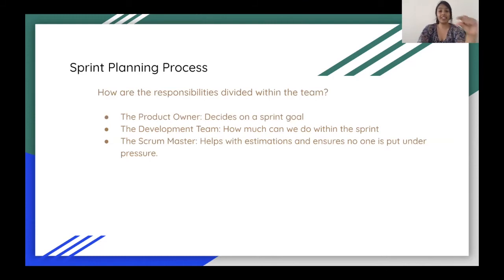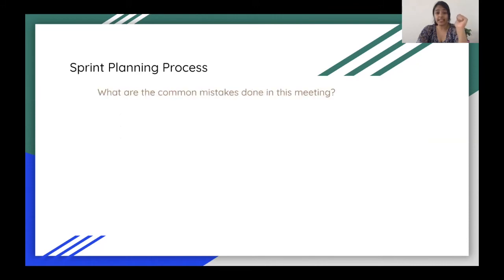Now that we've clarified these 3 roles, let us go into the most common mistakes that people make during this meeting. The first, and this is something I've noticed a lot of people do, is the product owner decides how many tasks we take within the sprint. Now, the way this meeting is structured is the product owner looks at a sprint goal, and to achieve that sprint goal, he picks 10 tasks, saying, okay, tasks 1, 2, 3, 4, 5, 6, 7, 8, 9, 10 need to be done for us to achieve this sprint goal.